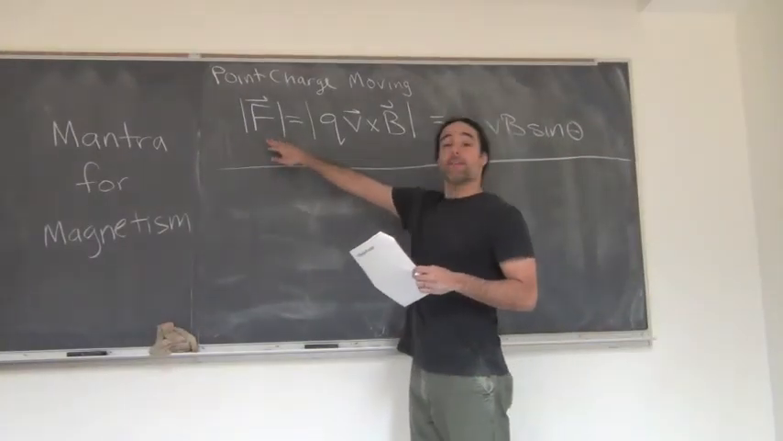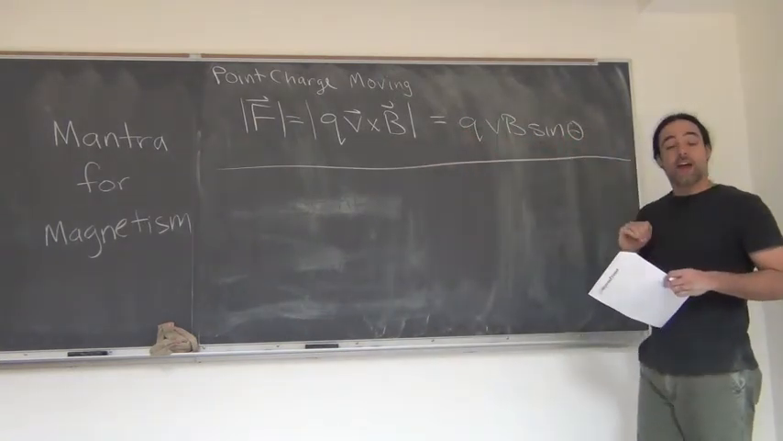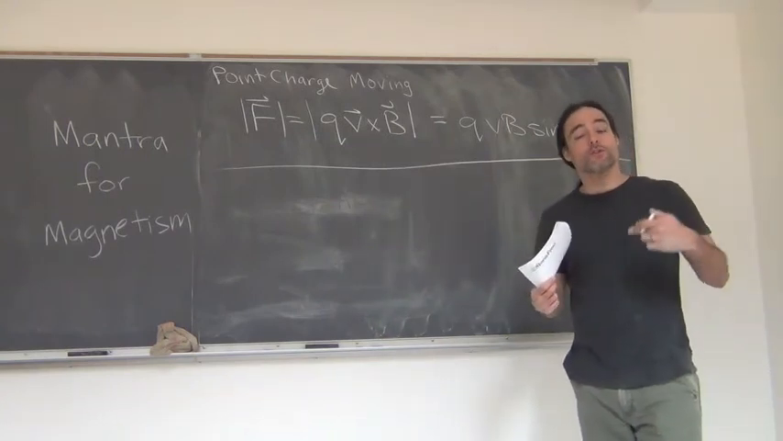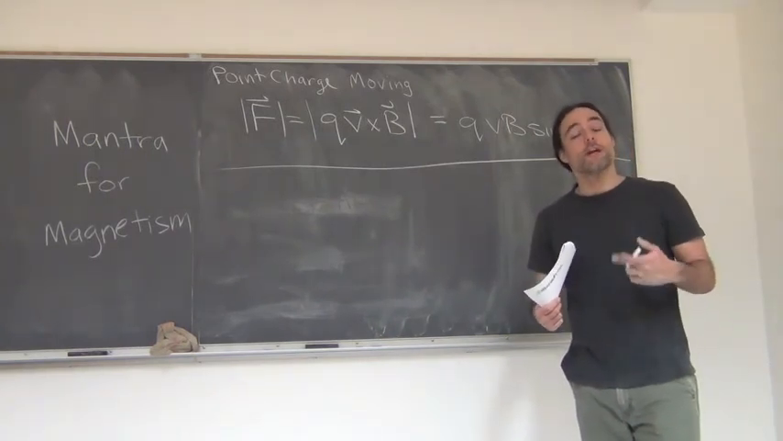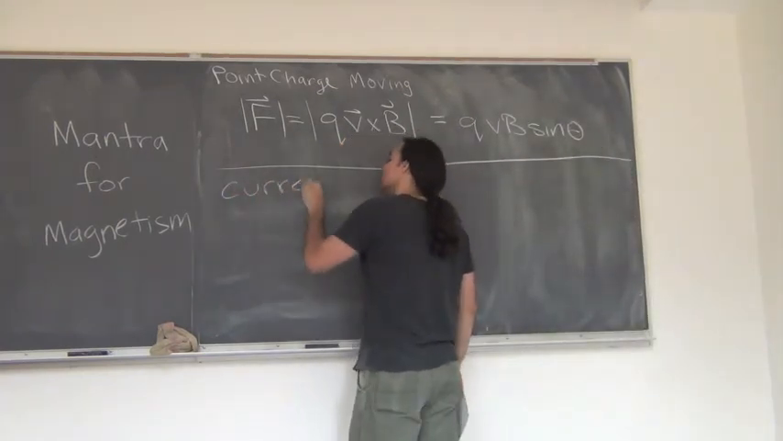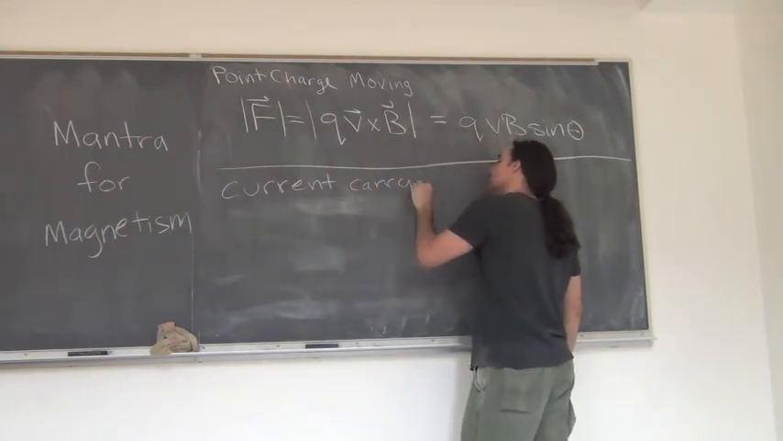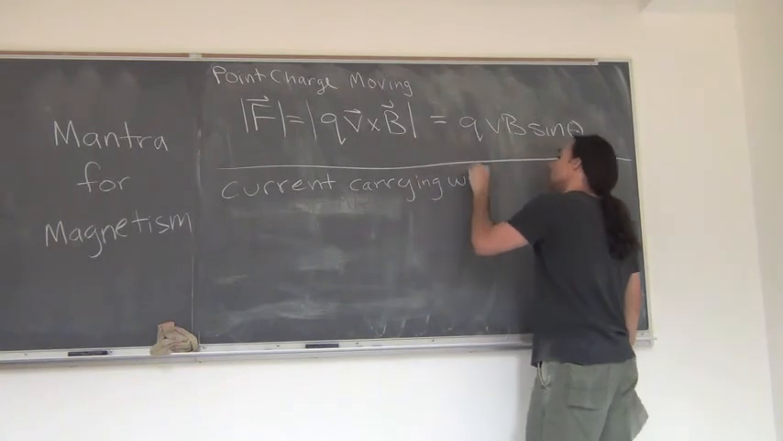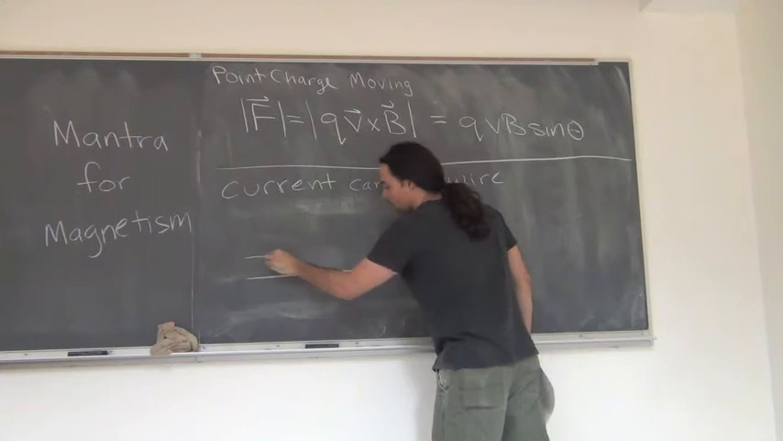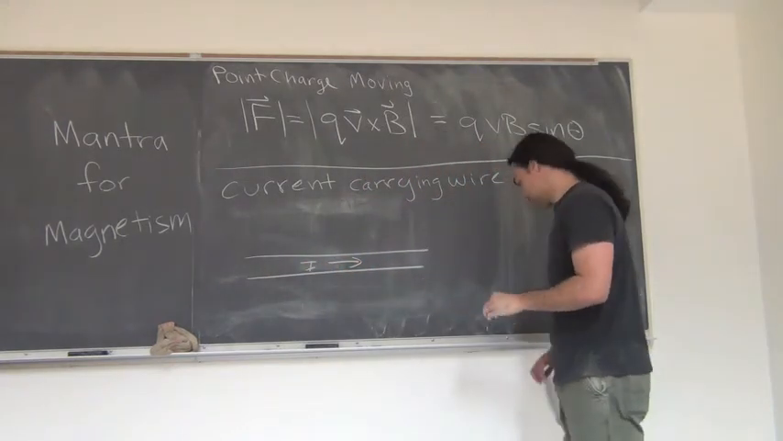A point charge feels a force of qv cross B, which is equal to qvB sine theta. However, normally in our everyday lives, most of the charges that we see moving are in a wire. So what happens if we have a current carrying wire? Suppose here's a wire. We've got some current I traveling down the wire to the right.